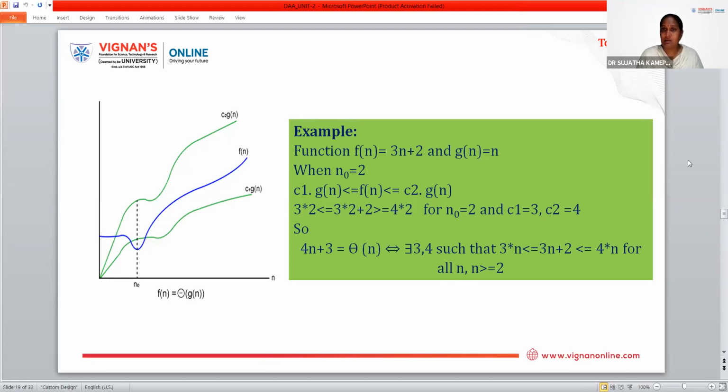So I hope that you all understood all these three asymptotic notations: big O notation, omega notation, and theta notation.